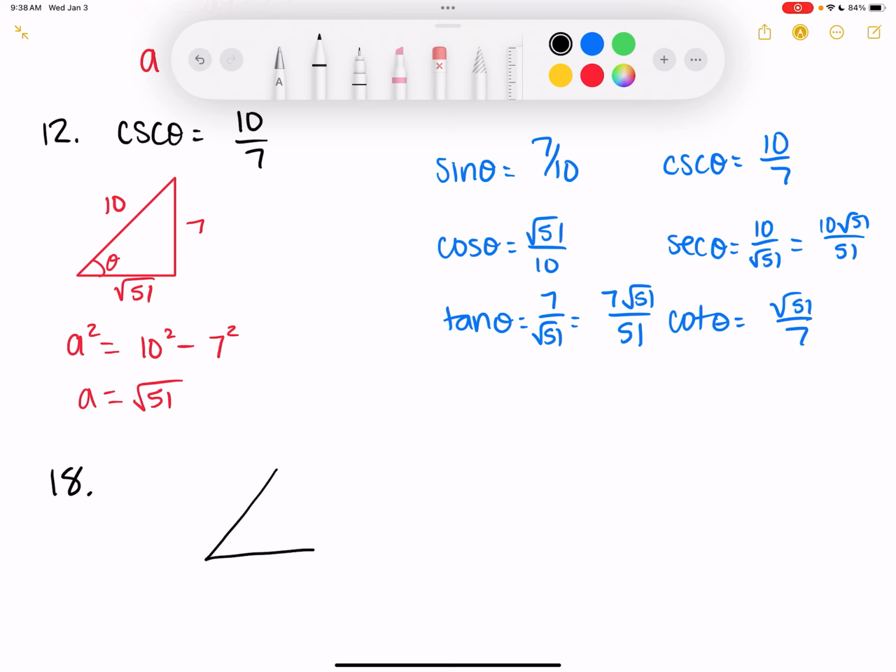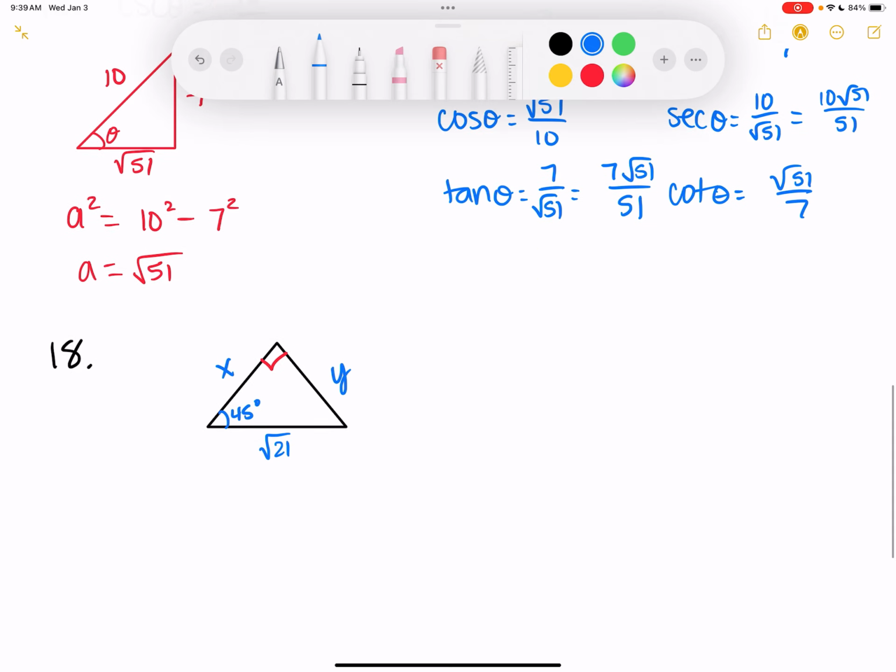So they give us a triangle that looks like this. They tell us that this angle down here is 45 degrees. This is x, this is y, this is the square root of 21. All right, so we're trying to find x and y. What do we know about the sum of the angles inside of a triangle? It must equal 180. So I've got a 90 and a 45, so what must my other angle be? 45. So that one also has to be 45.